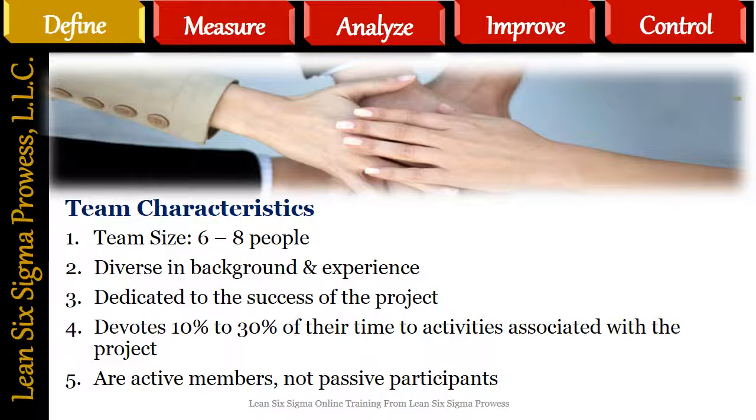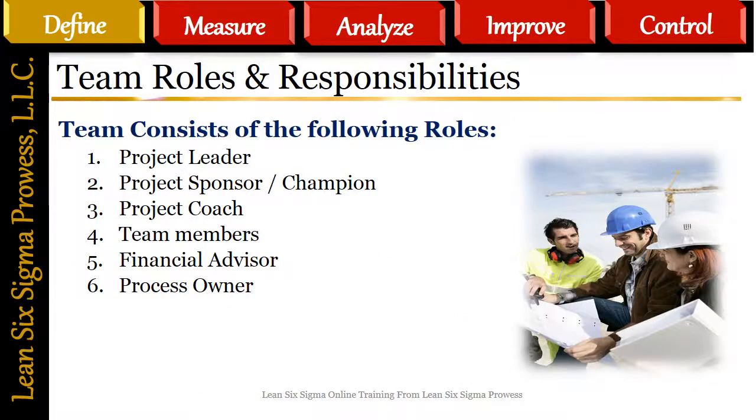3. Dedicated to the success of the project. 4. Devotes 10 to 30% of their time to activities associated with the project. 5. Are active members, not passive participants. A continuous improvement project team consists of roughly 6 different roles. These roles are: 1. Project leader, the person who is responsible for the project.